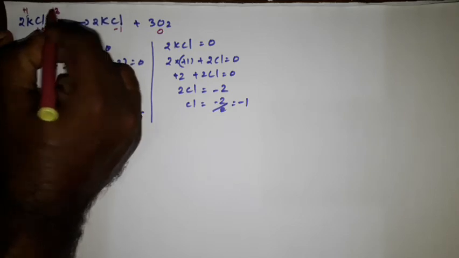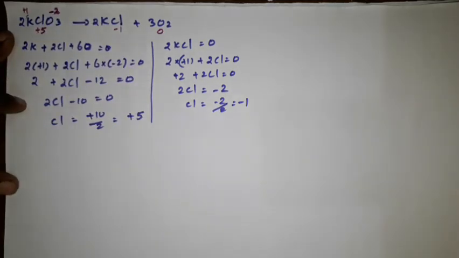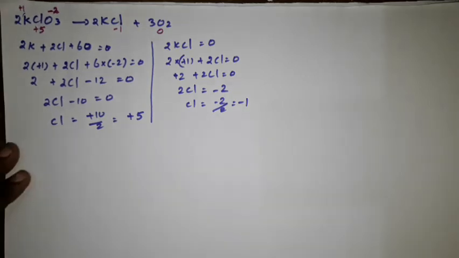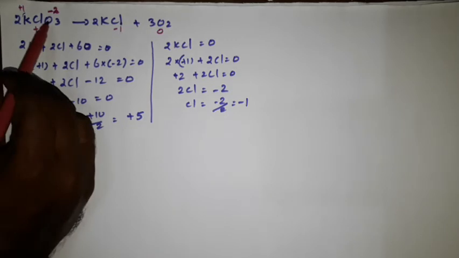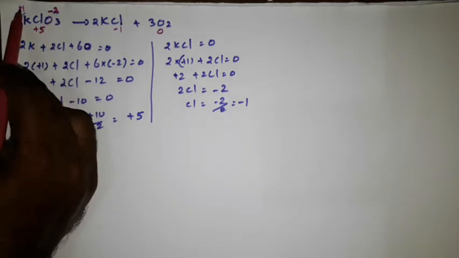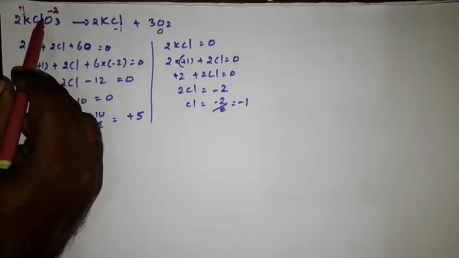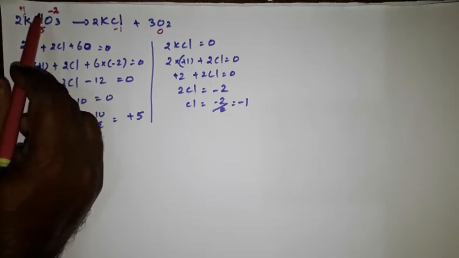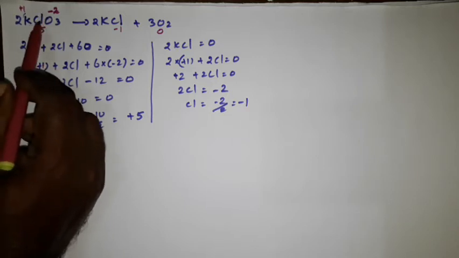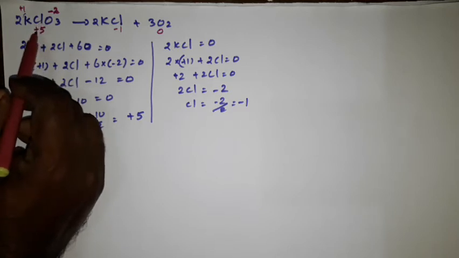So don't forget, always calculate the oxidation number for a single atom. If it is 3, 5, 2, it's not a matter. If there are 5 atoms, you have to calculate only for a single atom. So oxygen is always minus 2, potassium plus 1, chlorine is always minus 1, but here in this compound, chlorine's oxidation number is plus 5.